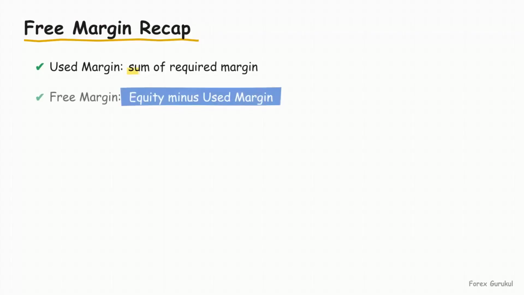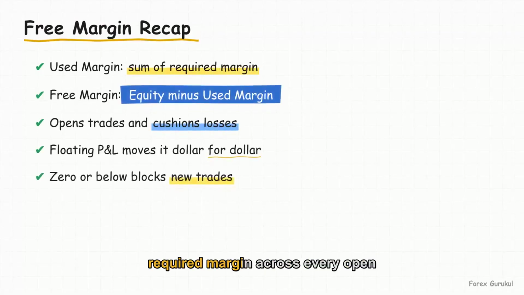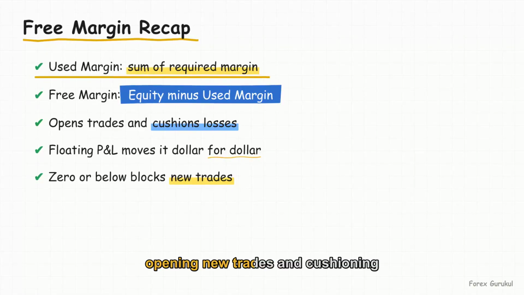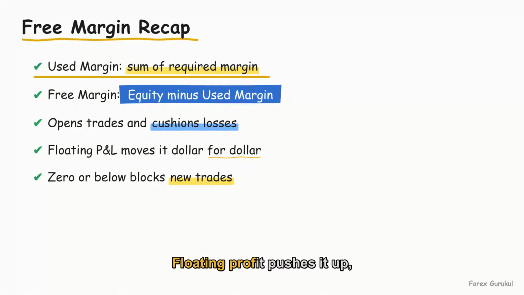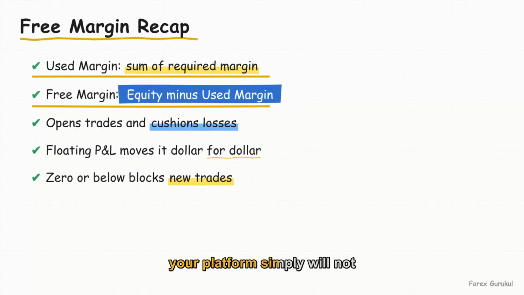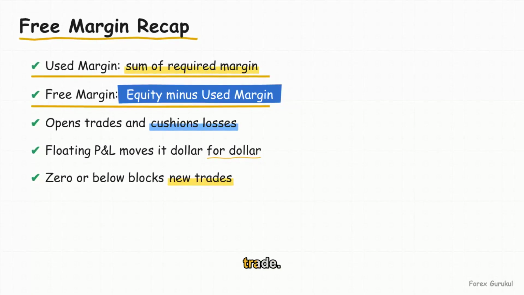Quick recap. Used margin is the total required margin across every open position. Free margin is equity minus used margin, the part of your money not locked up. It does two jobs, opening new trades and cushioning losses before a margin call or stop out. Floating profit pushes it up, floating loss pulls it down, dollar for dollar. And at 0 or below, your platform simply will not let you into another trade.